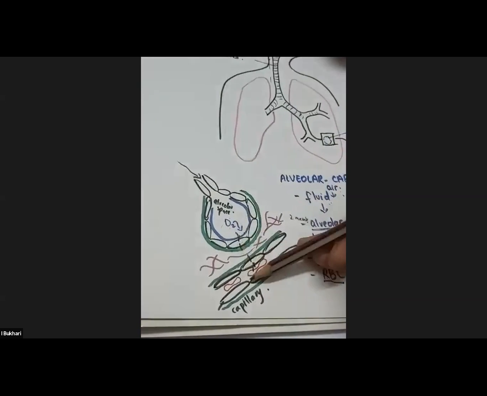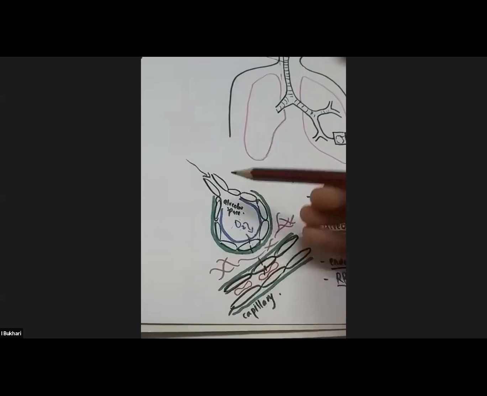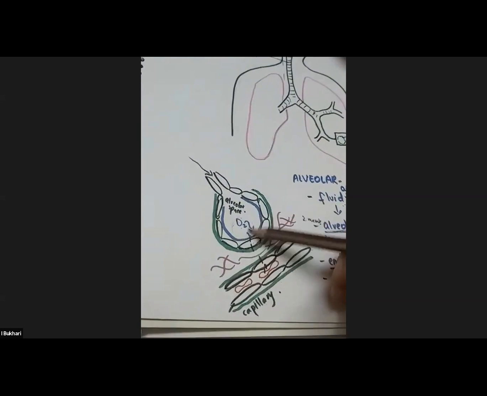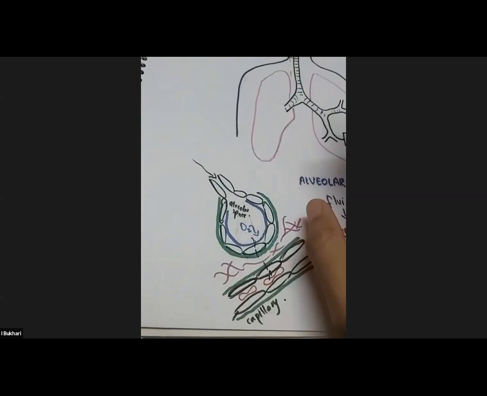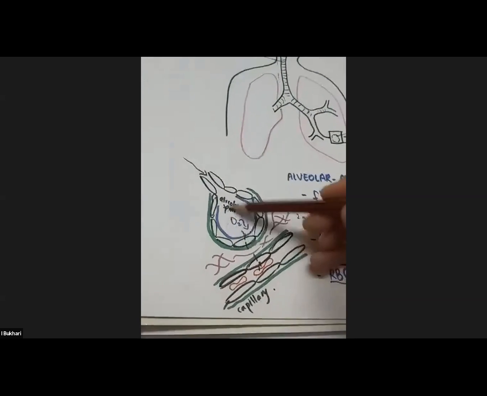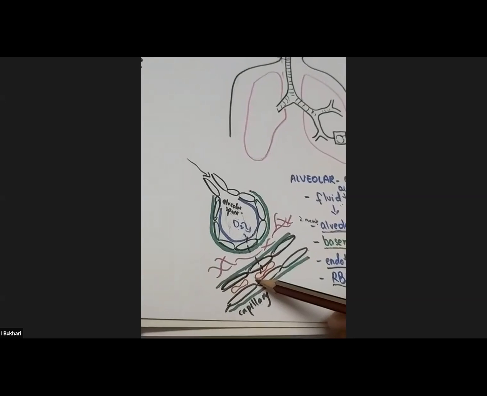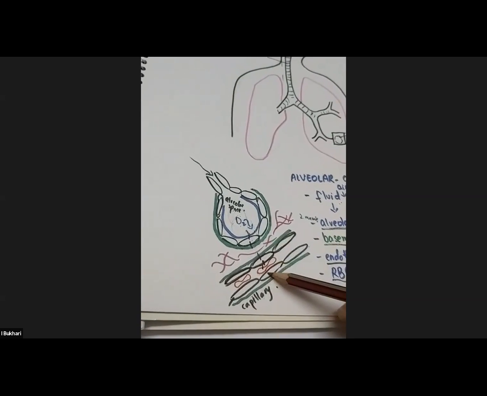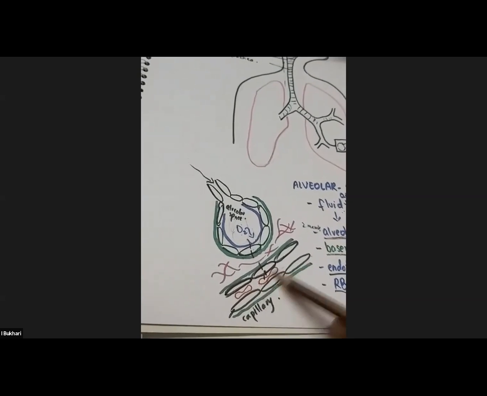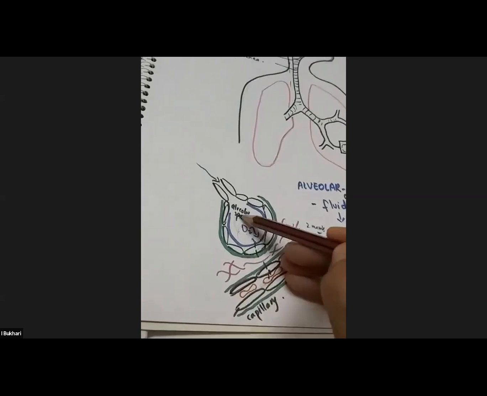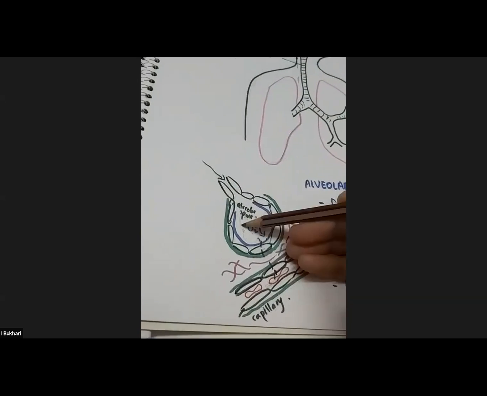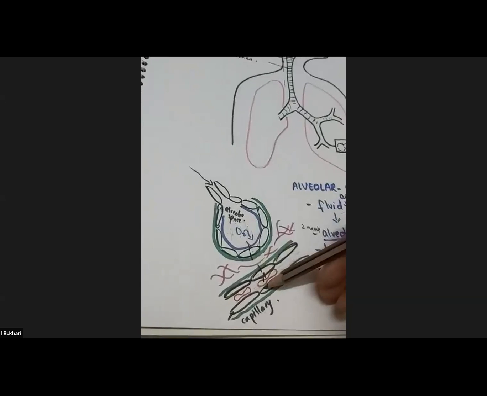Now for this to happen, we need what? High concentration of oxygen here. Let's talk about one gas at a time. So let's talk about oxygen. We want high concentration of oxygen here and low concentration of oxygen here, right? Only then the diffusion will take place. If the concentration of oxygen is already high here, there would be no diffusion because the concentration of both the areas are the same, right?